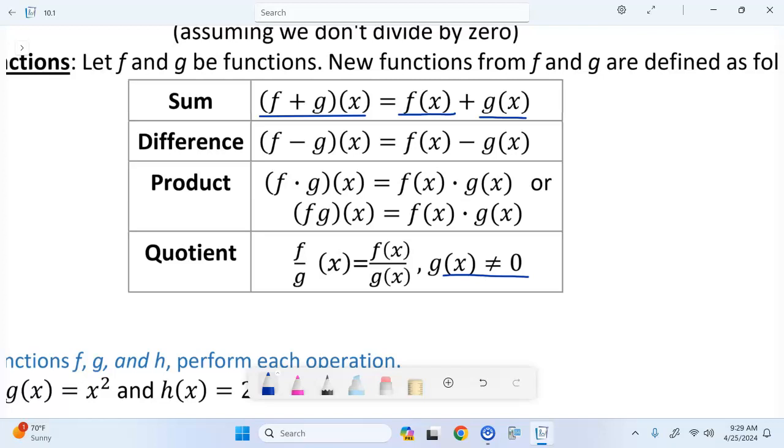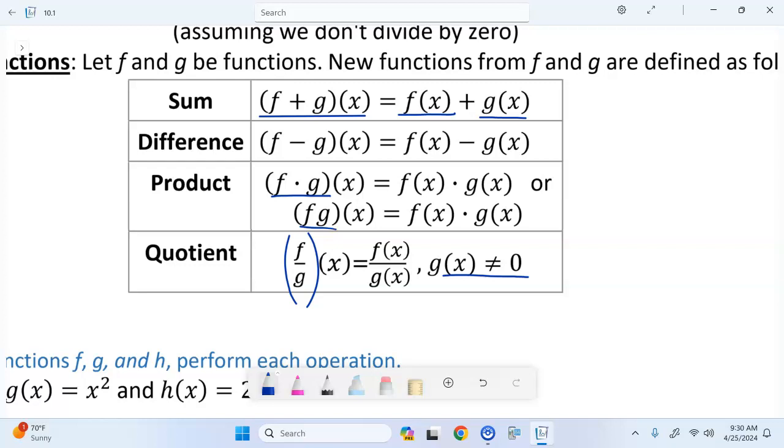Same thing with f minus g of x. We're going to take f of x and we're going to subtract g of x. Multiplication can be written a couple different ways, with the multiplication dot or without the multiplication dot. F times g of x just means f of x times g of x. And then this needs a big old parentheses around it. Just didn't look right on the equation editor. F divided by g of x as a fraction, we have f of x divided by g of x.